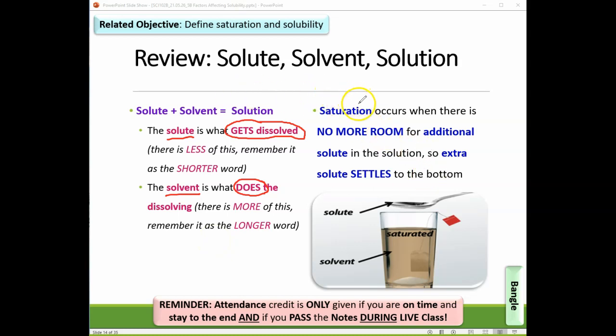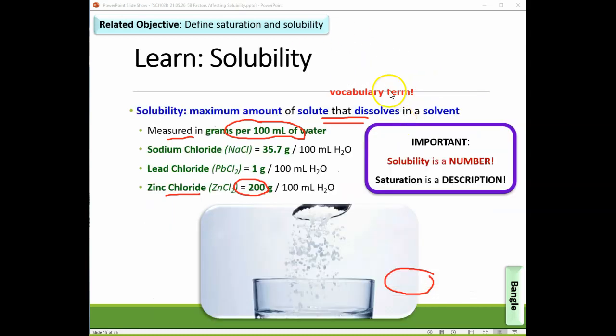Now, we also learned about this term saturation, and that term saturation is when there's no more room for any additional solute in your solution, and so any extra solute gets settled to the bottom. So you can see an example of that right here. Now, an important thing to understand here is saturation is kind of like the vocabulary term of where this point happens. We're going to learn a little bit about the math term in just a moment, though.